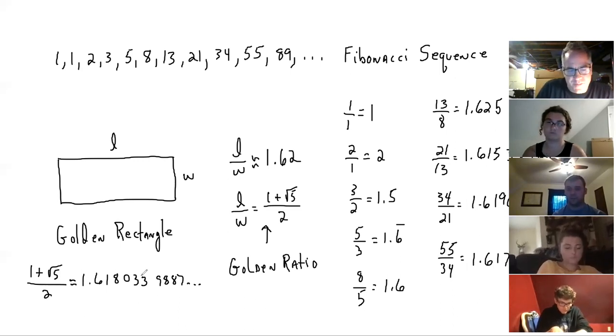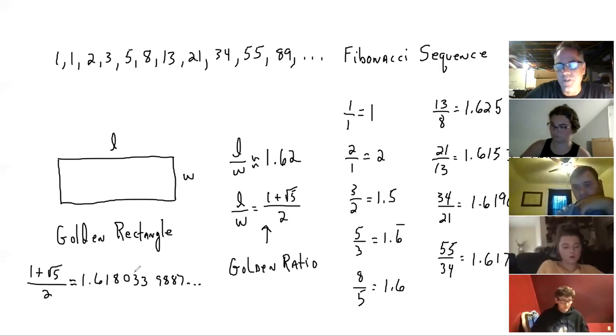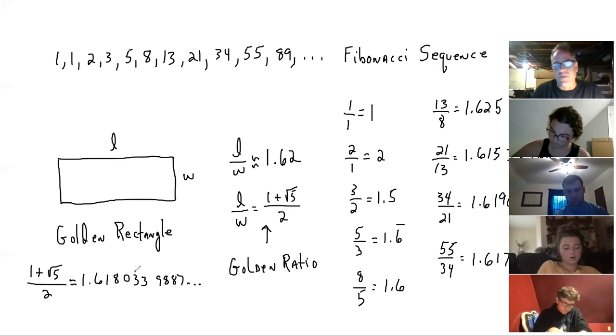They approach this number. If we were to go on and study a mathematical concept called a limit, we can prove that the limit, as the number of those ratios of consecutive terms of Fibonacci goes to infinity, is exactly this number, 1 plus square root of 5 over 2. And that is the connection between the two. On the outset, you would never think there was any connection whatsoever, but they're actually completely intertwined.